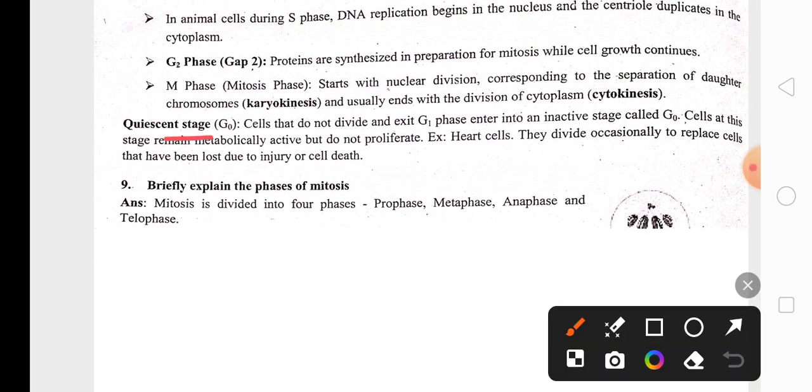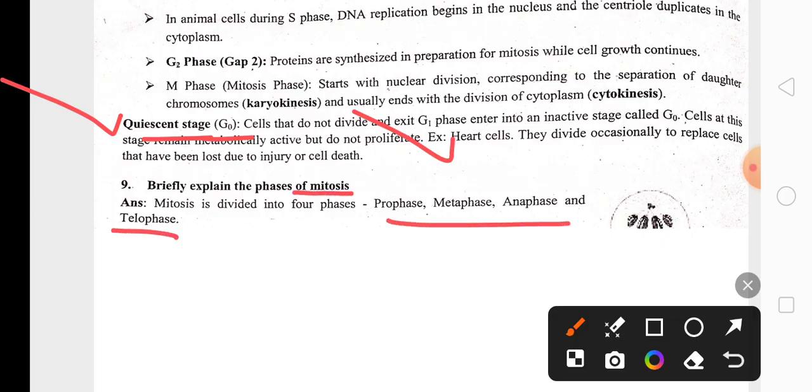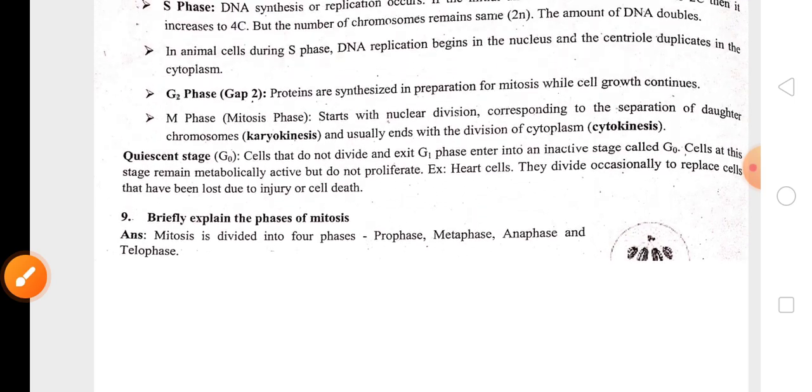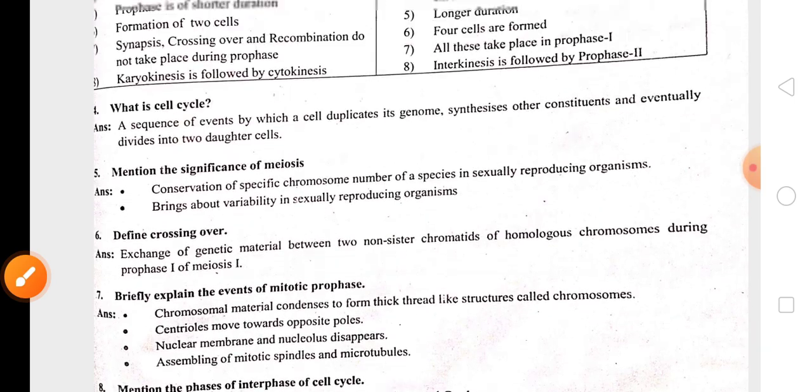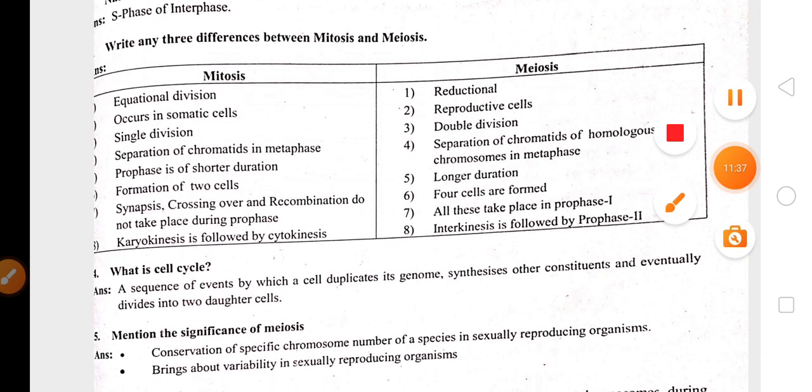Then for 2 marks, remember about the quiescent stage, also called G0 phase. It is also very important to the exam. And in mitosis, you can find 4 phases: prophase, metaphase, anaphase, and telophase. So these are the important question answers for the coming midterm exam in biology. Thank you.